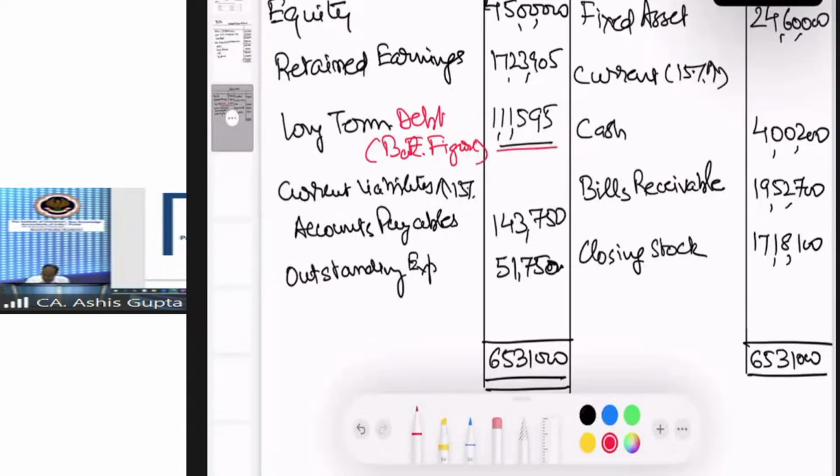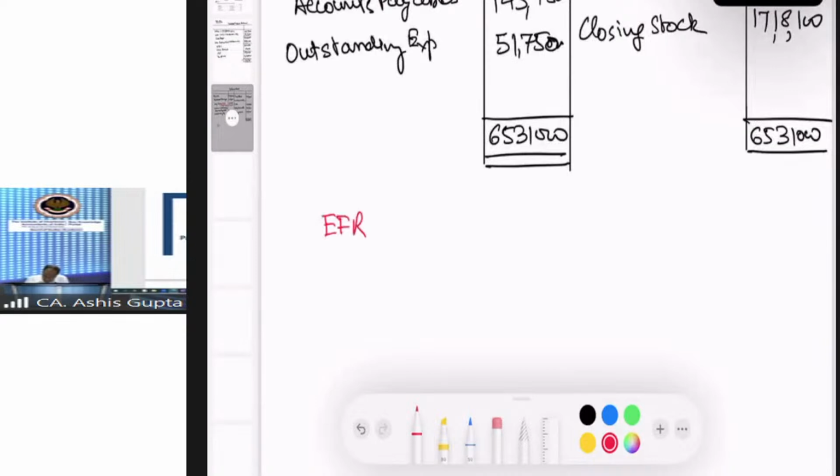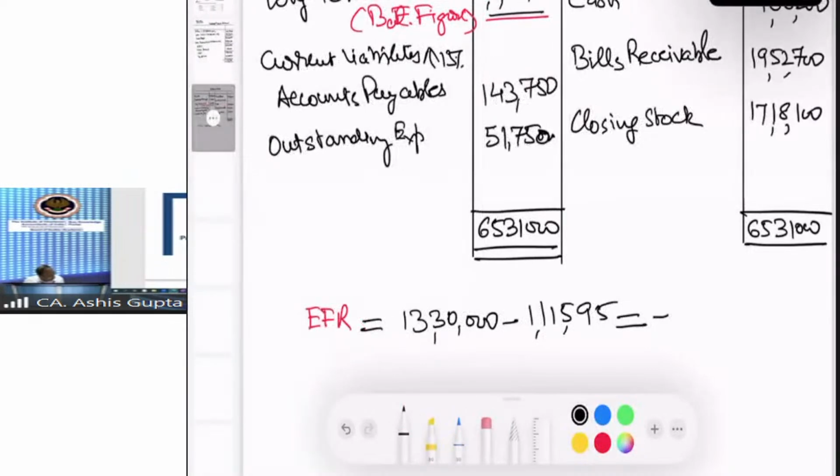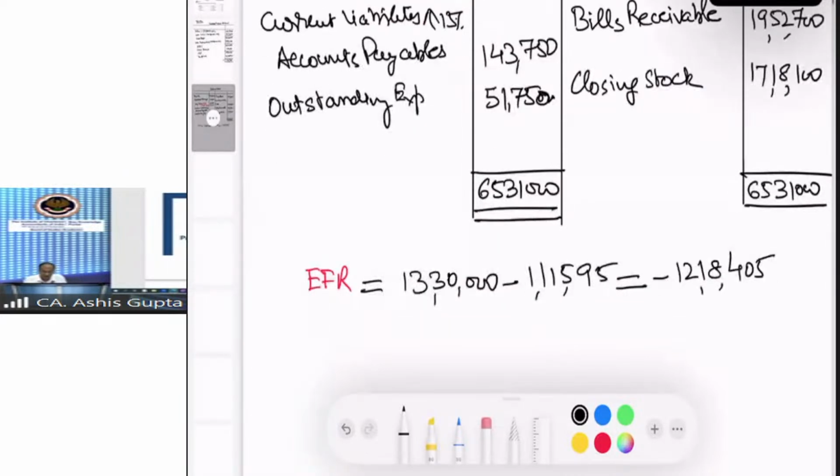It means our long-term debt is 1,11,000. Now the question arises, what is the external funding requirement? Earlier our amount was 13,30,000. Here the amount is 11 lakh. So it is minus 12 lakh 18,405. Now alternatively, this value can also be computed using the formula approach. Let us see how we can compute it.